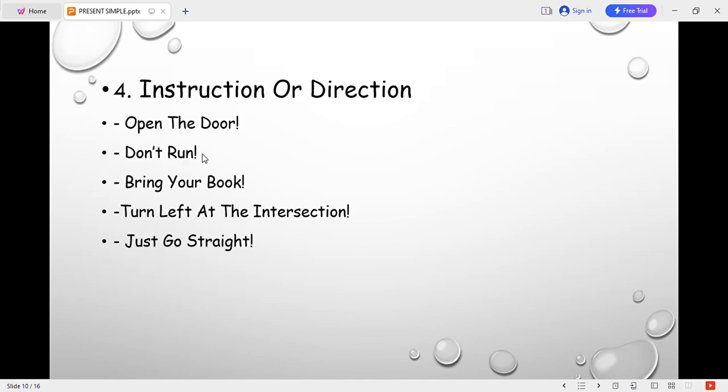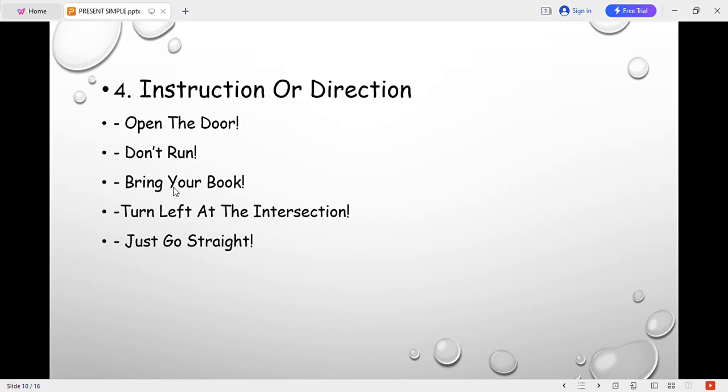Next, number 2, don't run. Do not run. The exclamation mark here means it's an instruction. There is no subject, but we know this is present simple because it's a kind of instruction. Open is the base form of the verb. In do not run, do is a helping verb, followed by verb 1, the base form. Don't is the abbreviation of do not.